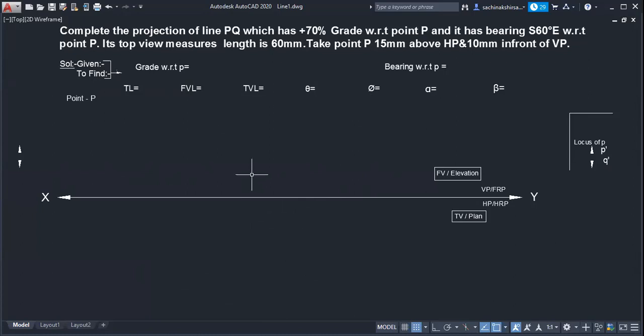Likewise, at that time also you should be able to draw the things. Almost 20 problems I am going to give.